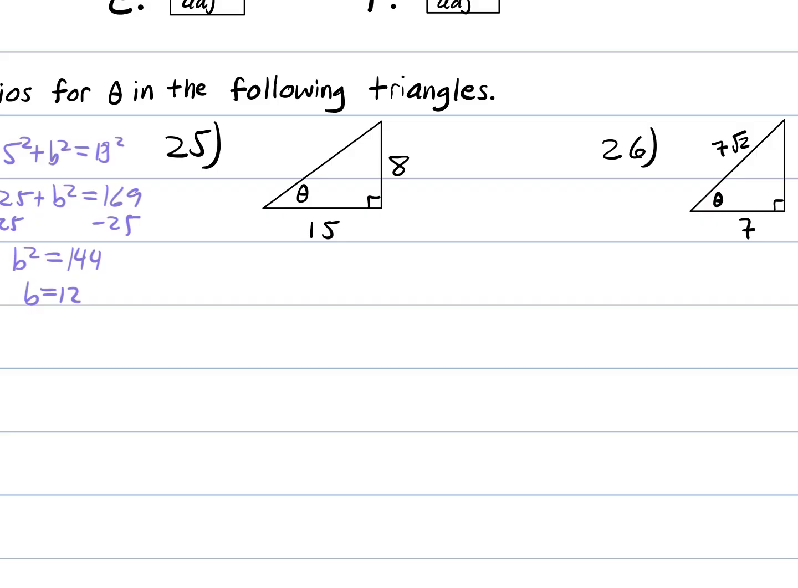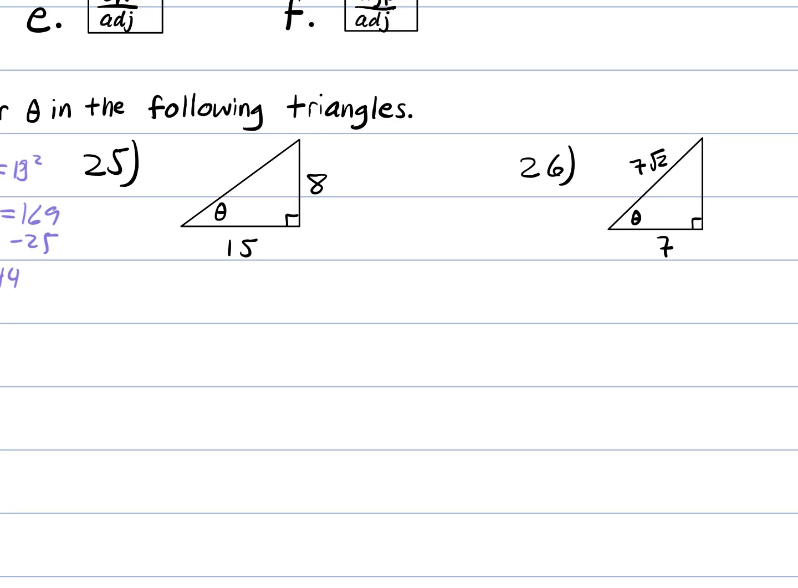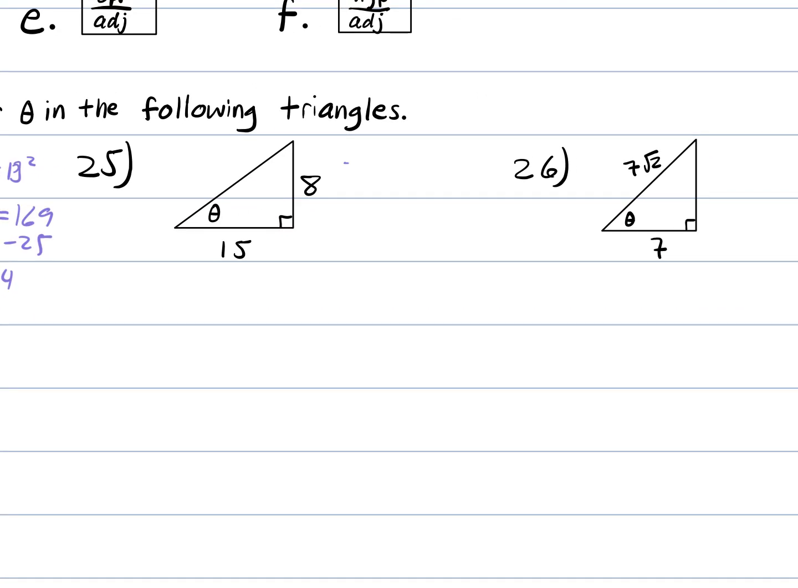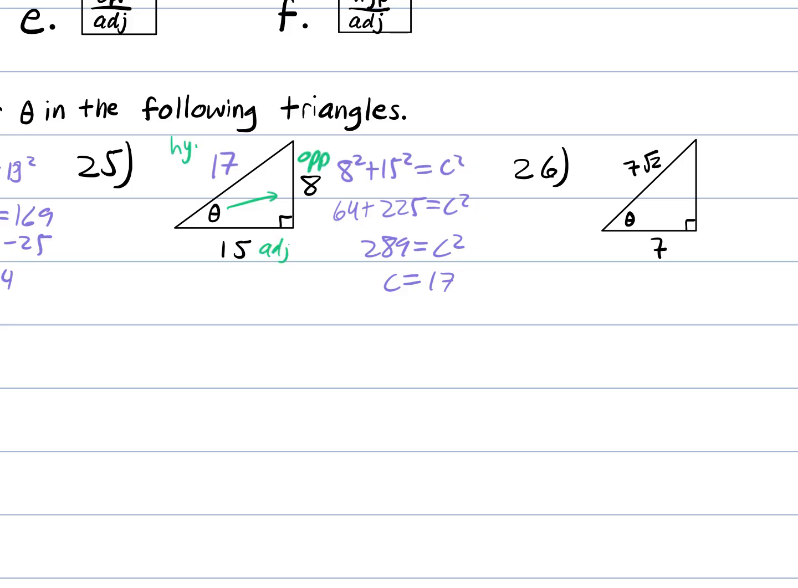Again, I have 2 sides of this right triangle. I can find the third just by using Pythagorean theorem, right? So 8 squared plus 15 squared equals c squared. And that's going to be 64 plus 225 equals c squared, right? So 289 equals c squared, right? You guys use calculators. C is going to be 17, right? And now I can label each side with respect to theta. 8 is going to be my opposite, 15 is my adjacent, 17 is my hypotenuse.